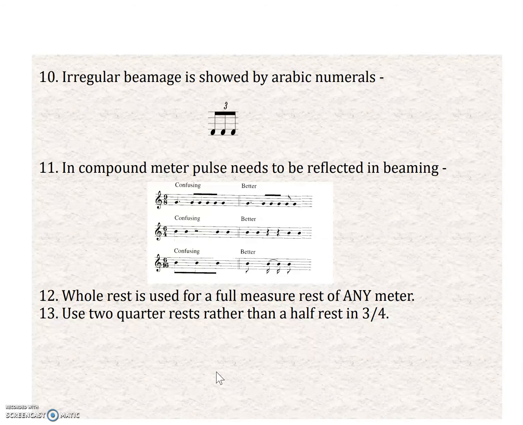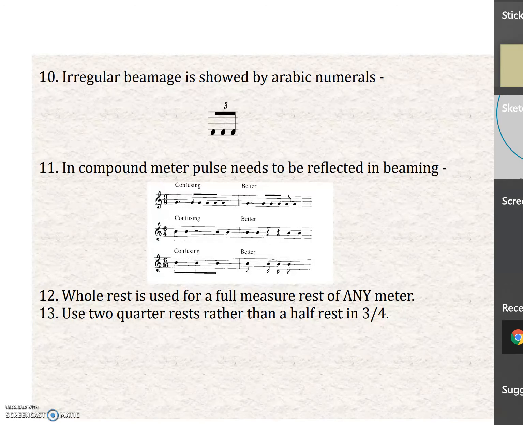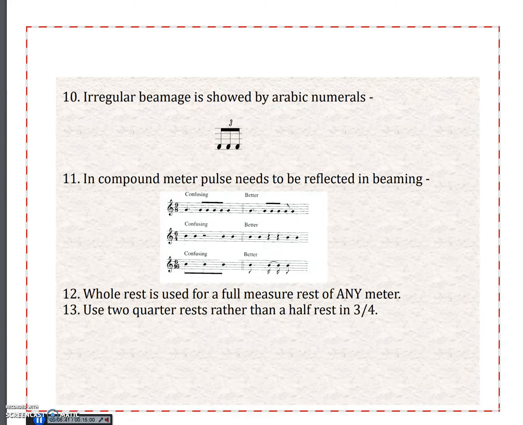Now we're back. Okay, so talking about this, it says irregular beamage is showed by Arabic numerals. So everybody's used to seeing triplets. Like, triplets aren't really supposed to happen in simple time signatures, like 2/4, 3/4, 4/4. We're really not supposed to have 3 in a beat. We're always subdividing down to duples or quadruples. So if we're going to have something that's not supposed to be there, we're going to mark it with an Arabic number, just like that.